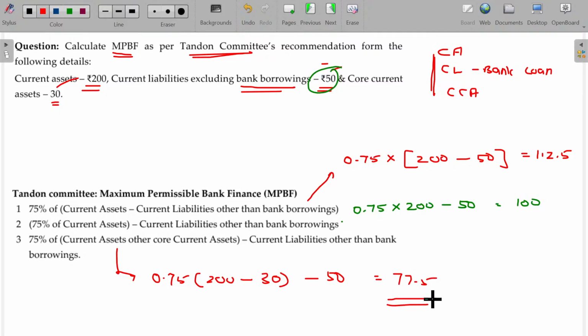77.5. So if you want to get the loan for your working capital requirement from bank and finance, one of the three values calculated as per the Tandon committee's recommendations applies. So that's how you can source your fund requirement. Clear?